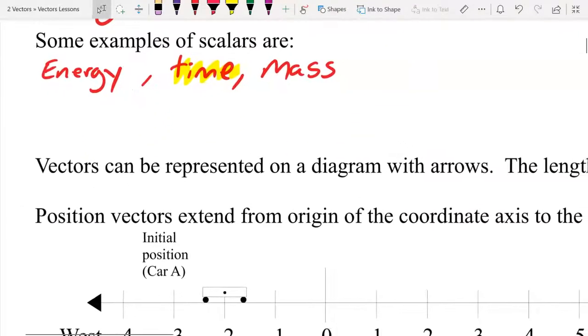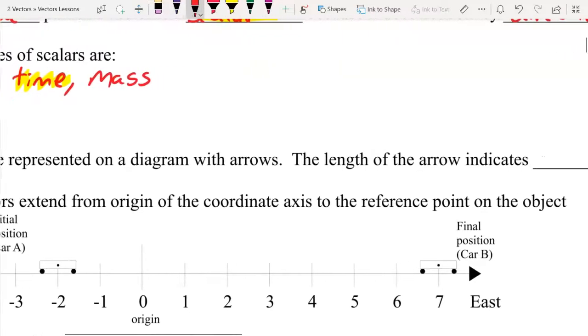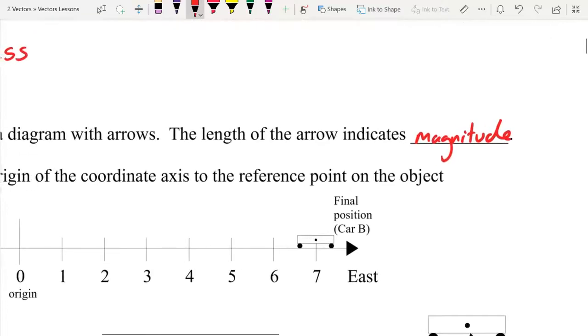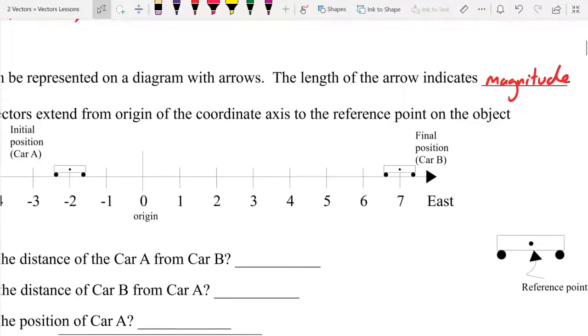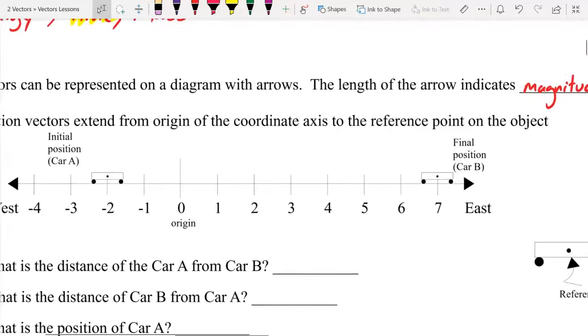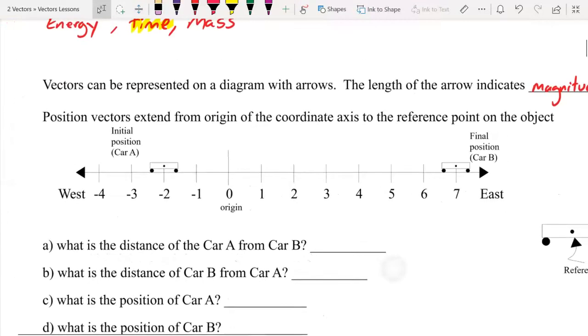Okay, we are going to be representing vectors on diagrams with arrows. The length of the arrow indicates the magnitude or size. So we will make the length of the arrows that we draw proportional to how big the vectors are.